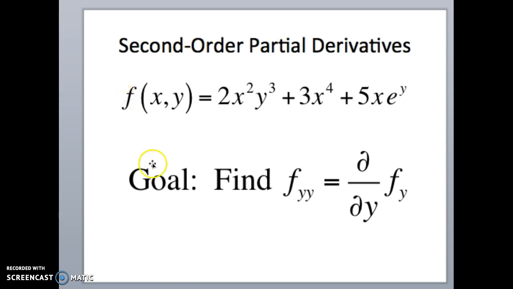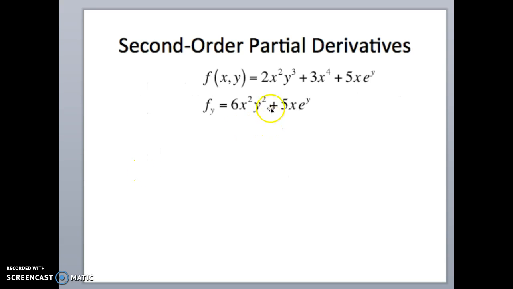Now let's do another one. Let's take a look at f sub yy. So what that means is you take first the partial with respect to y, and then you take the partial derivative with respect to y of that partial derivative with respect to y.